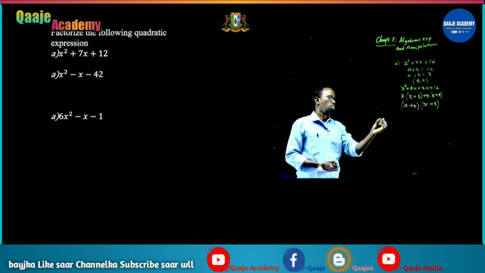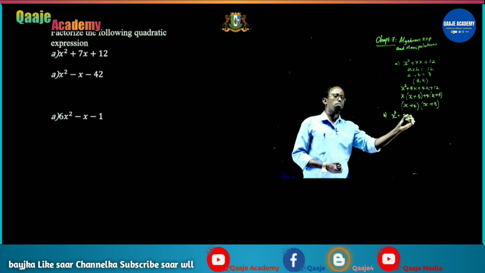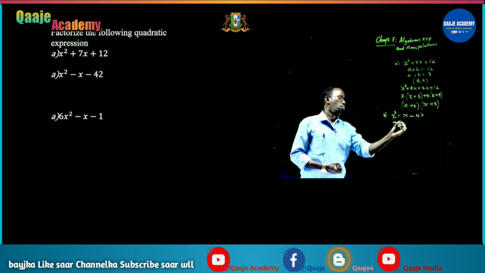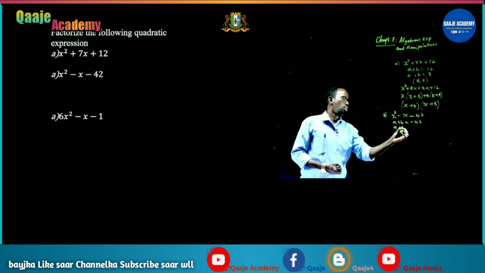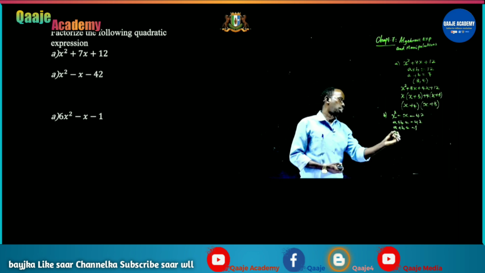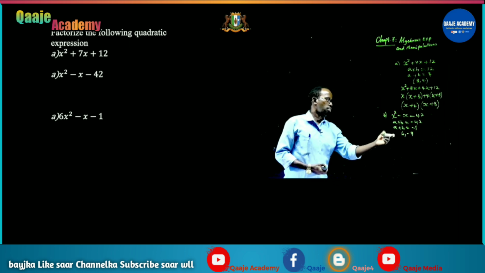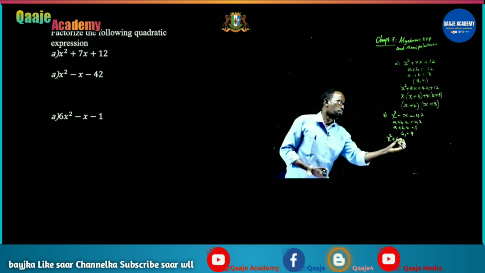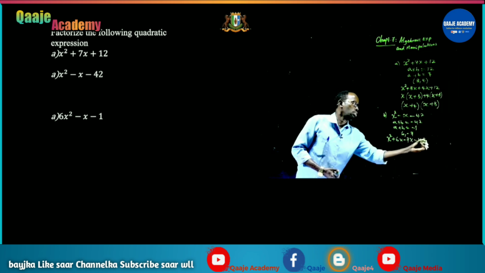B, we have x squared minus x minus 42. The same way, you look for two numbers. When you multiply, you get minus 42. And when you add them together, you get minus 1. That is here, minus 1. The numbers are 6 and minus 7. Then we substitute, you get x squared, then plus 6x minus 7x minus 42.